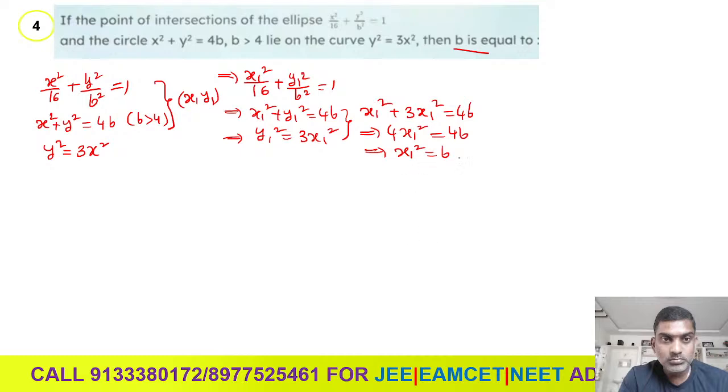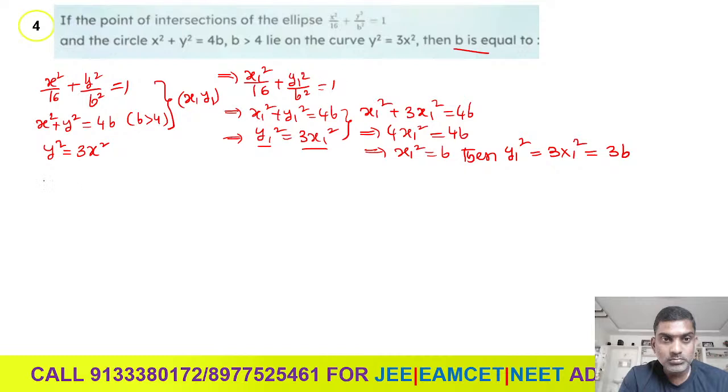If x1 square is b, then y1 square is equal to 3 times x1 square, that is equal to 3 times b. The x1 square value is b, no? So we can get y1 square is equal to 3b.